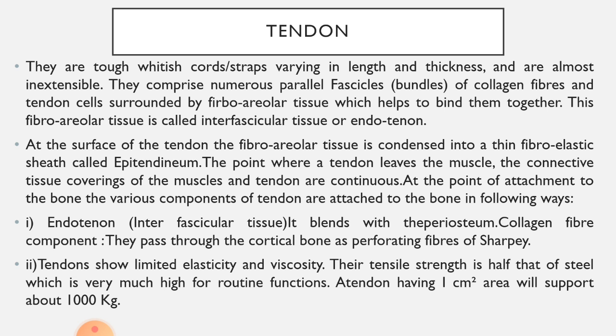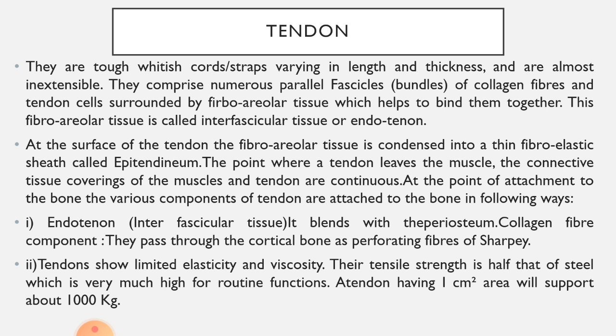As we saw that endotendon was the innermost layer, so it will blend with the periosteum of the bone, and the next component is the collagen fiber component. Collagen fiber components pass through the cortical bone as perforating fibers. Cortical bone is that part of the bone which is the outer covering of the bone and is known as the protective covering. Tendons show limited elasticity and viscosity.